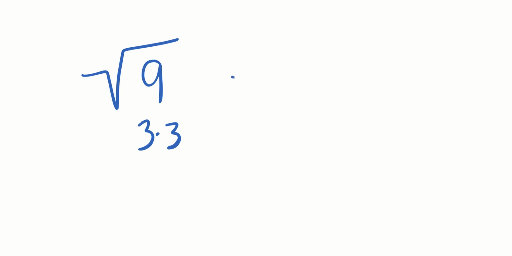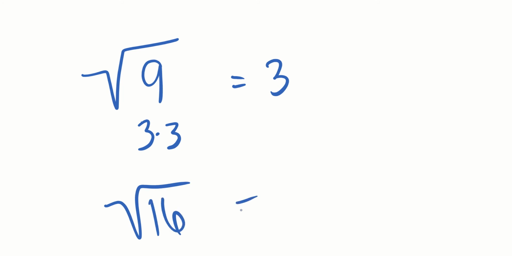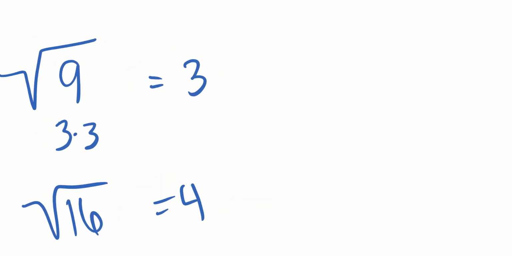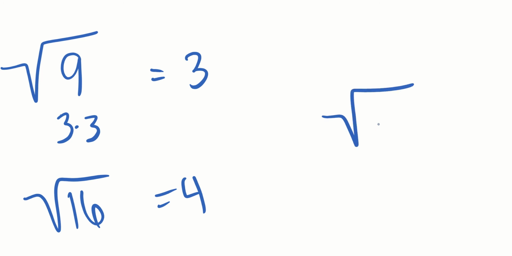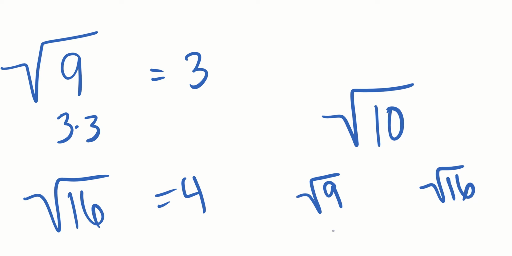So square root of 9 is going to be 3. Square root of 16 is going to be 4, because 4 times 4 is 16. So if we're trying to approximate square root of 10, I need to think of what perfect squares 10 is in between. Well, it's in between 3 and 4, because 10 is in between the perfect squares of 9 and 16.